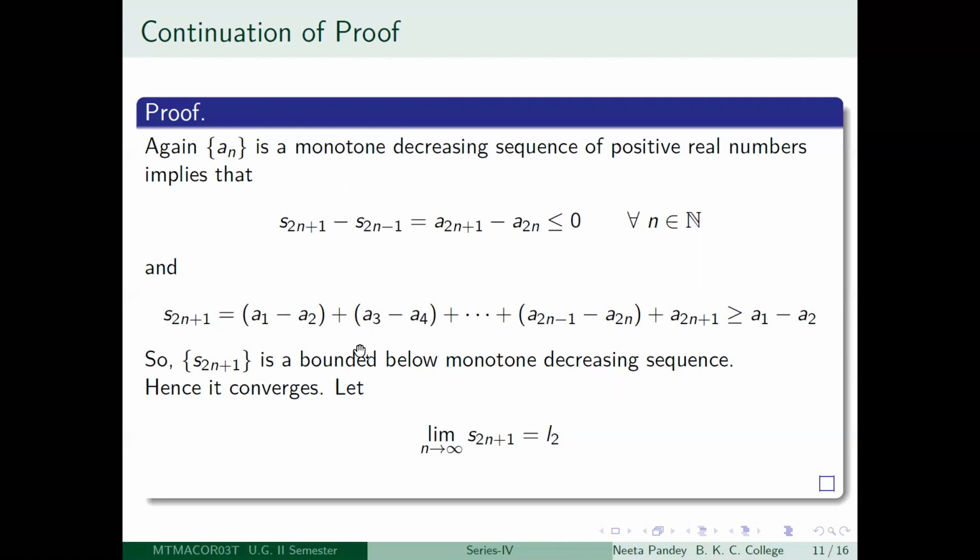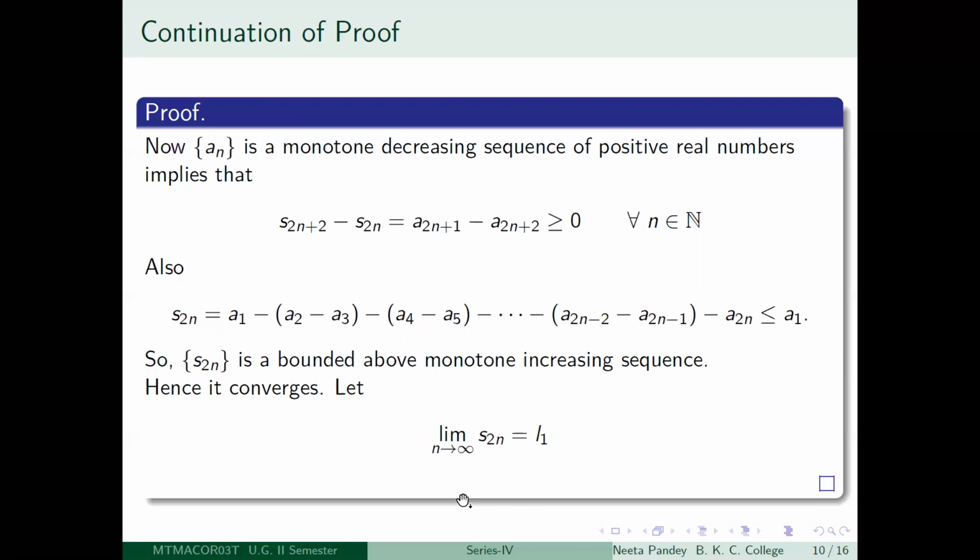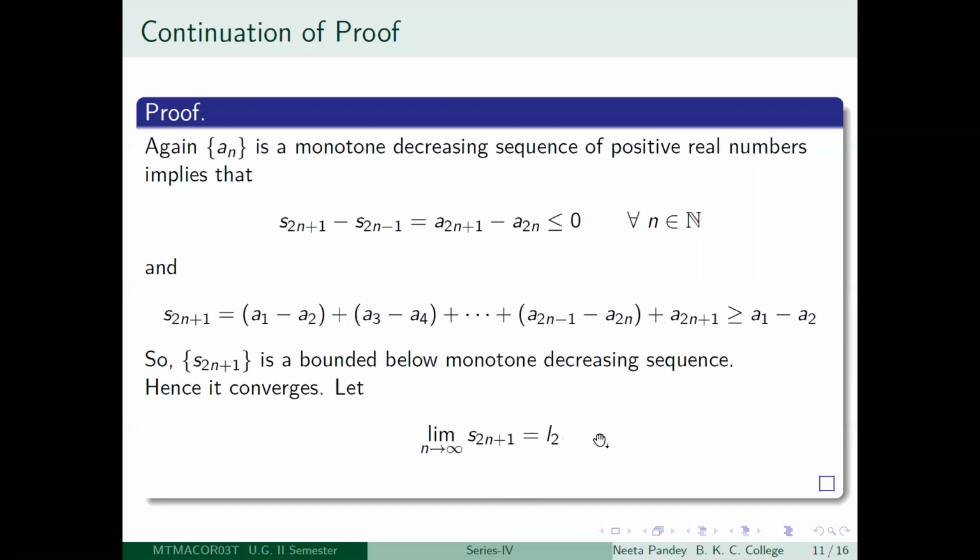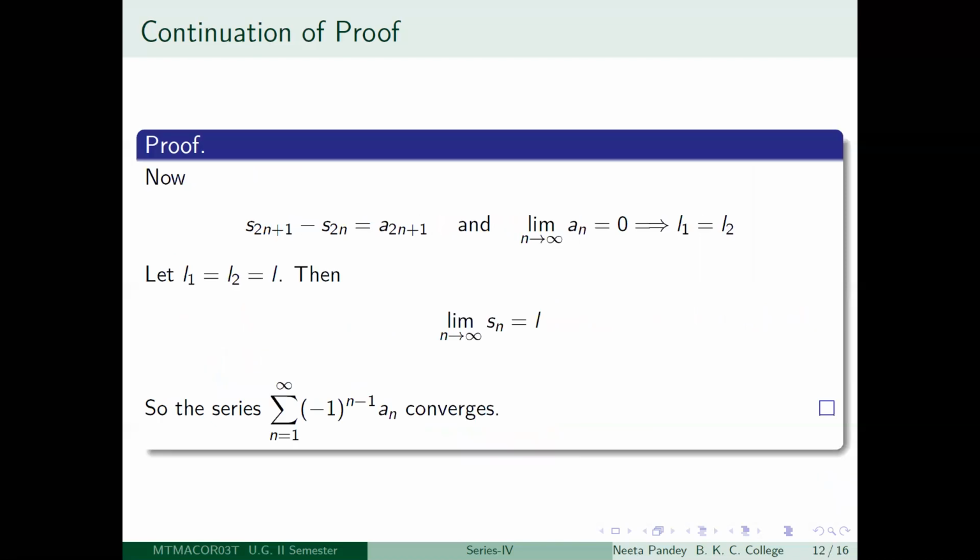So what do you get? You get that the odd terms of the sequence of partial sums of the given series form a bounded below monotone decreasing sequence. So therefore it will again be convergent. So let us call its limit L2. So we have seen that the even terms of the sequence of partial sums converge because it is bounded above, monotone increasing, and it converges to L1, and the odd terms also are a convergent sequence because they form a bounded below monotone decreasing sequence. And suppose its limit is L2. Then the first thing to observe is that L2 is going to be equal to L1.